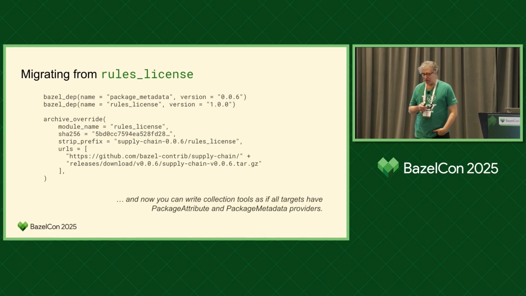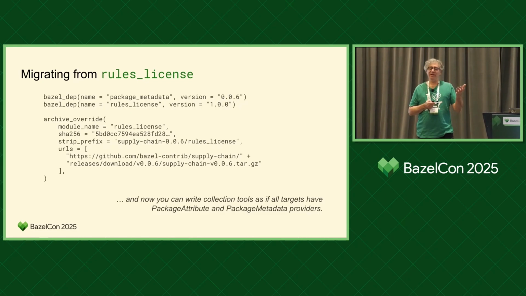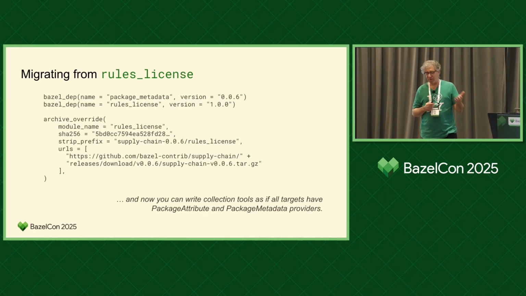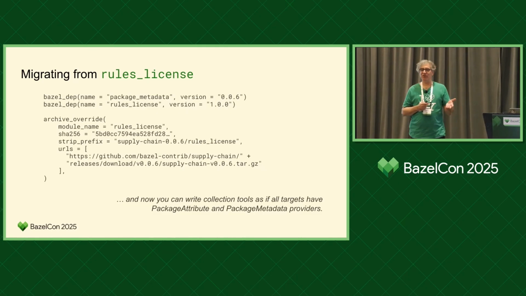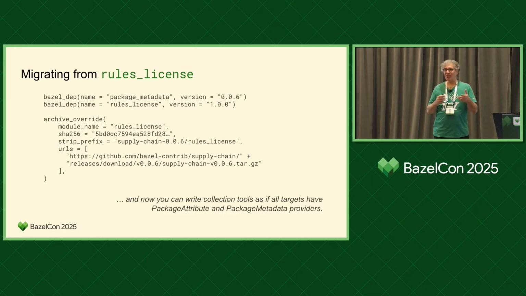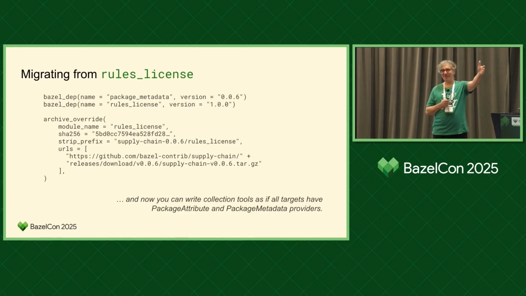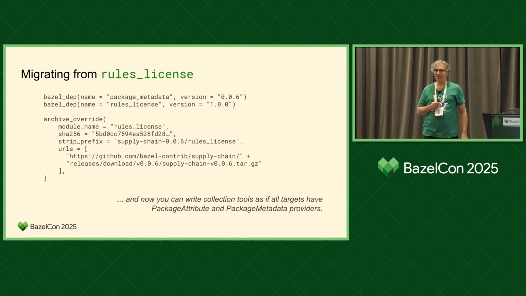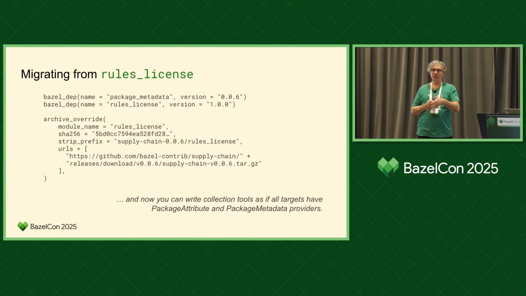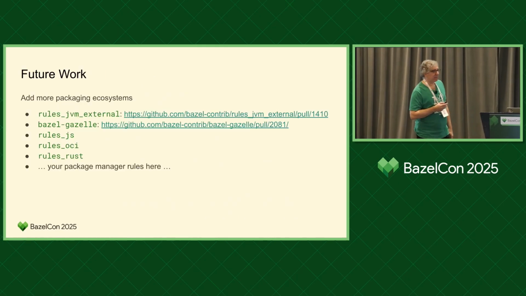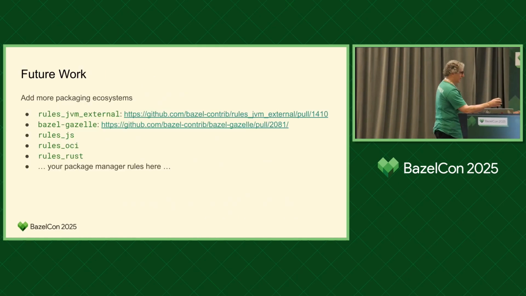Finally, we've got a migration path out of rules license. If you've built tooling based on the old stuff and you are ready to migrate to supply chain tools, you'll throw something like this in the top of your module.bazel file, and it turns all the existing packages that you depend on that may be using rules license transparently into the new scheme. So you can just do a clean cutover in your tooling, and the world will eventually migrate to the new thing. And with that, I'm going to hand it back to Mark to talk about our future work.